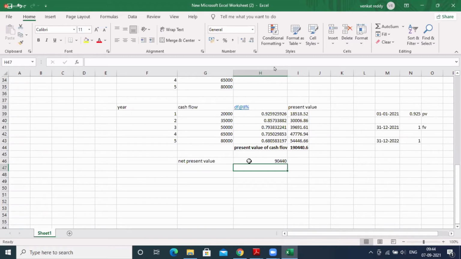Now among these 3 alternatives, you need to select one. Now how can we select the one? We will be calculating NPV for all the 3 projects. Now among these 3, whichever is higher, that is acceptable.